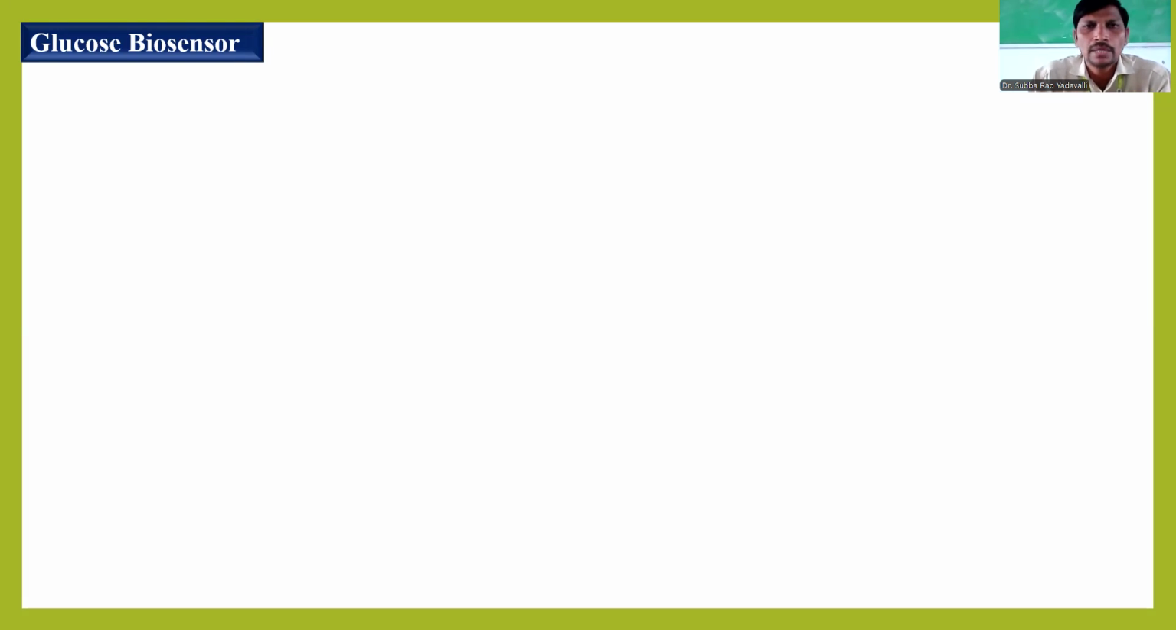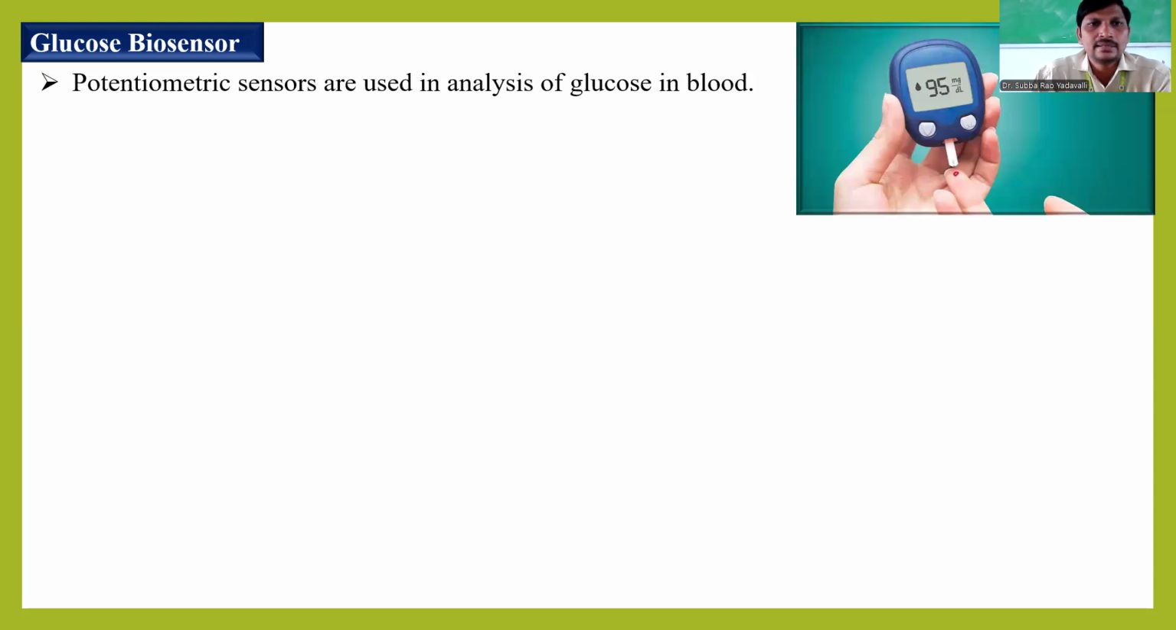In this video, I am going to explain glucose biosensors and amperometric sensors. The first one is the glucose biosensor. The potentiometric sensors are used in analysis of glucose in blood. So blood having the glucose content, how much glucose is present in blood, can be detected by using glucose biosensors. I'm showing here the diagram. This one is used for the detection of glucose in blood.